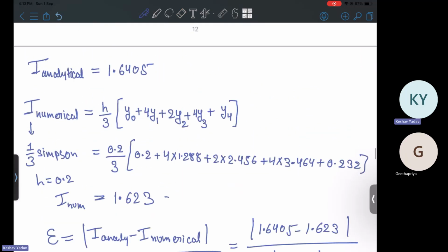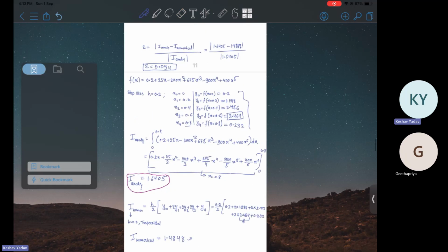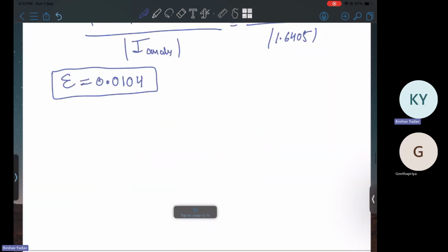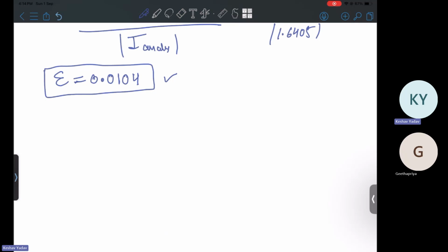Now if you see the earlier error, whatever we have found, this was 0.09 and this is 0.01. So this is approximately 9 times smaller than the case for the trapezoidal method. When we used step size h equal to 0.2 with the trapezoidal method, we found the epsilon in the order of 0.09. But for the 1/3 Simpson case, the error is 0.01, which is much smaller compared to the trapezoidal case. Okay. Clear?